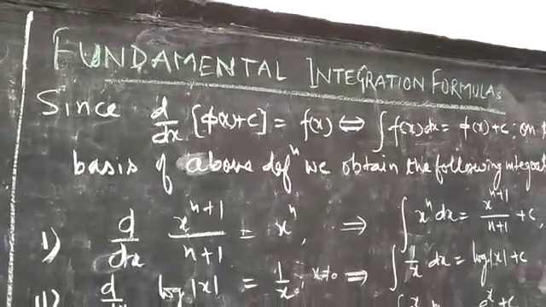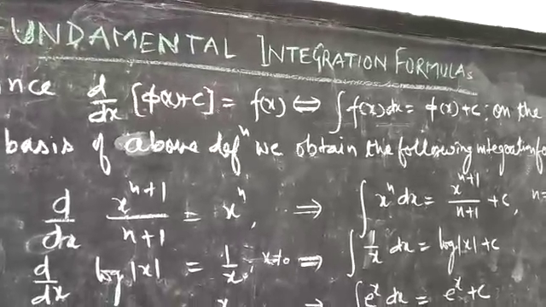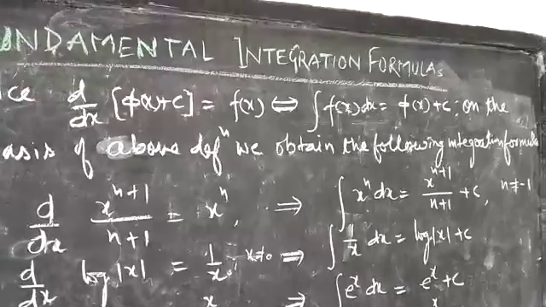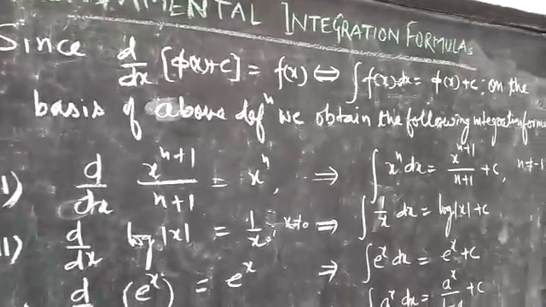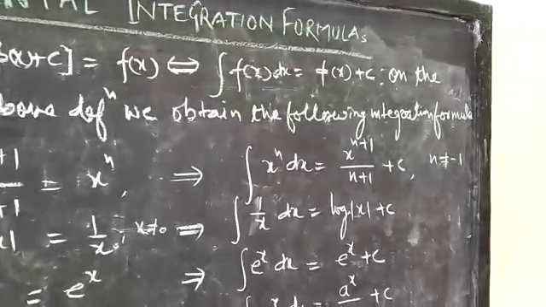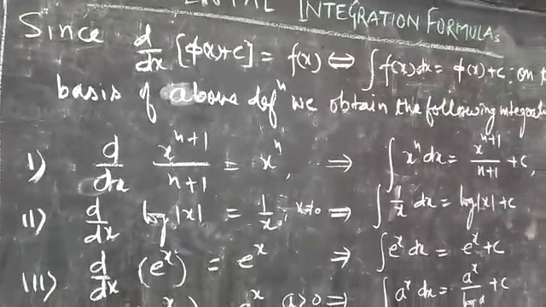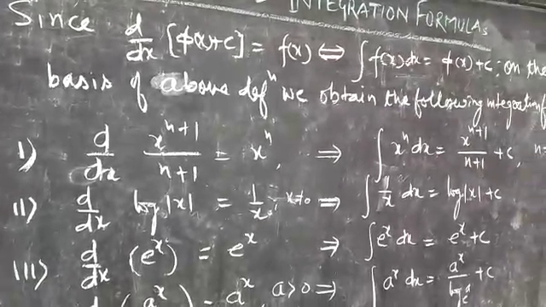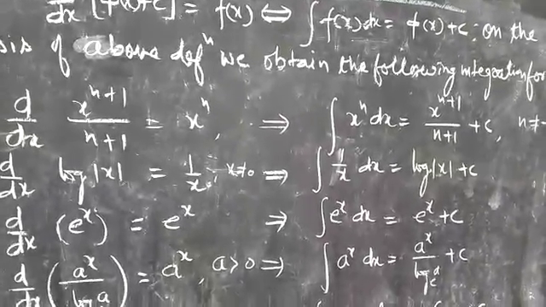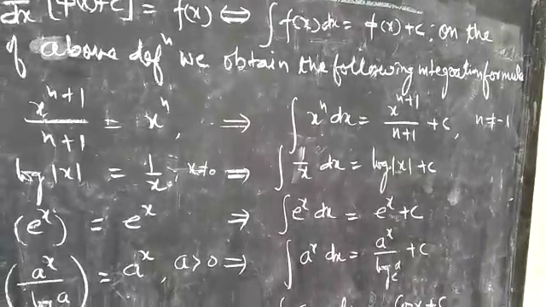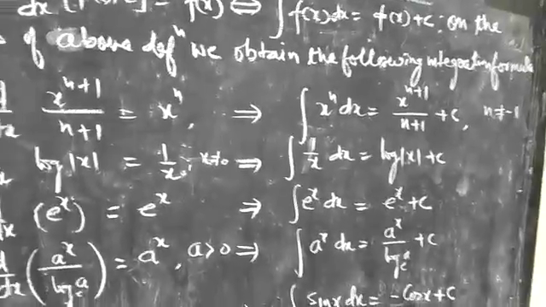Since d upon dx of phi x plus c is equal to f x if and only if integration f x dx is equal to phi x plus c, on the basis of the above definition we obtain the following integration formulas. First, d upon dx of x to the power n plus 1 upon n plus 1 is equal to x to the power n. Then it implies that integration of x to the power n dx is equal to x to the power n plus 1 upon n plus 1 plus c, where n is not equal to minus 1.